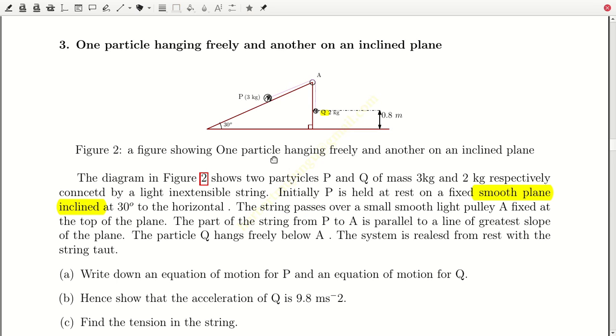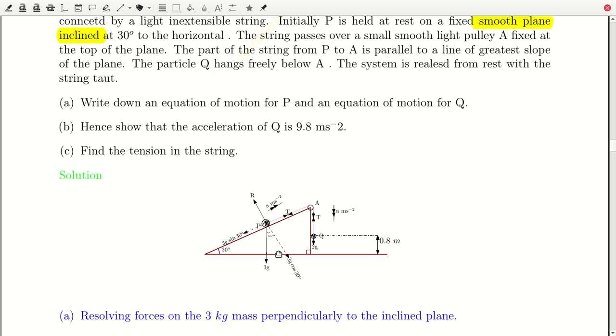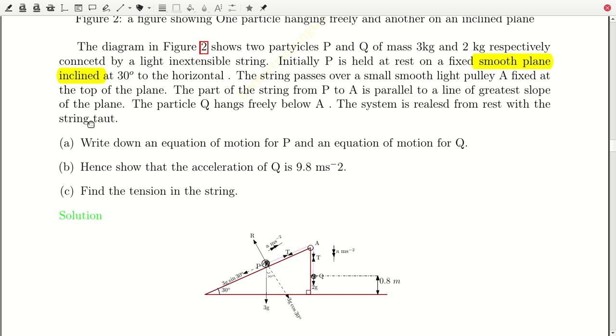So before we move on, they are saying determine the equation of motion for P. To get the equation of motion, before we do it, we shall make a sketch, and then we put all the necessary forces acting on the system.